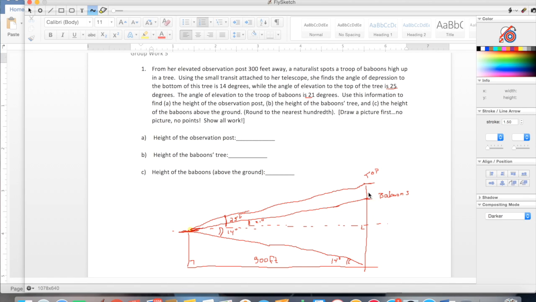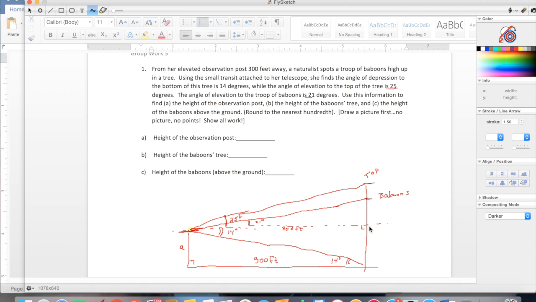So now you're asked different things about your lengths in here. What is the height of the observation post? That would be this one, right? I'm just going to call it A since that's letter A. You know that this is 300. This horizontal line, the distance between the post and this tree, is also 300. So you can set up an opposite over adjacent, a tangent function, to find A using that 14-degree angle.